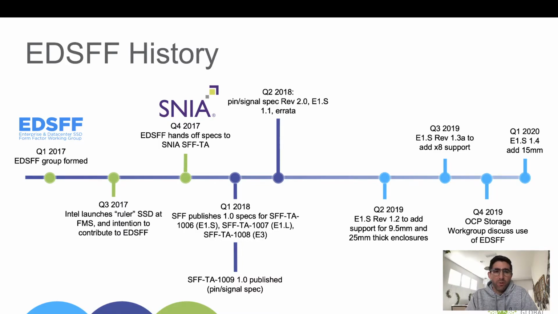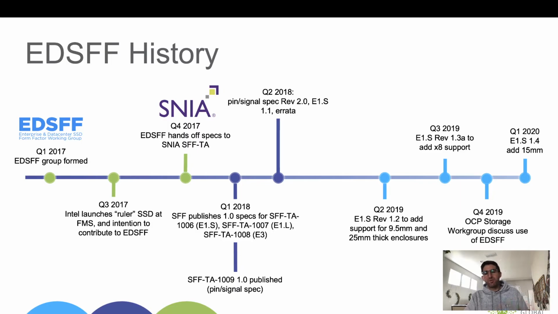So there really is no EDSFF working group per se anymore. The EDSFF specs and standards are maintained as part of the SNIA SFF work group. So in Q1 of 2018, the SFF work group actually published the 1.0 specs for E1.S, E1.L, and E3, which are SFF-TA-1006, 1007, 1008, and then 1009 is the pinout spec and signal specification that combines and tells you how to build a PCIe SSD for all those different specs.